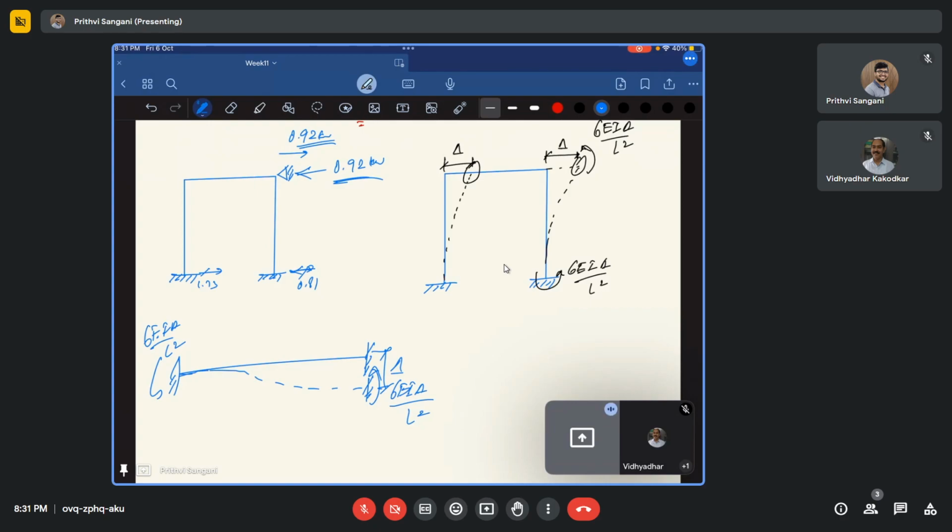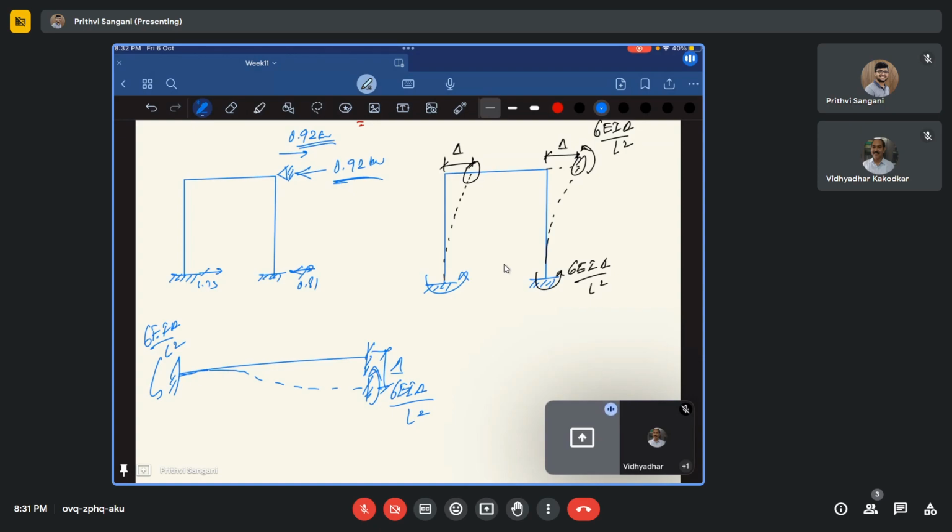The trick is we'll try to apply a moment. Moment distribution is again about the moments, right? We are not at all talking about the shear forces or the forces applied at the joints; in the concepts we are not discussing anything about that. We are trying to find out the joint fixed end moments because of those loads, and then we are trying to iterate to find the solutions in the moment distribution method, right?